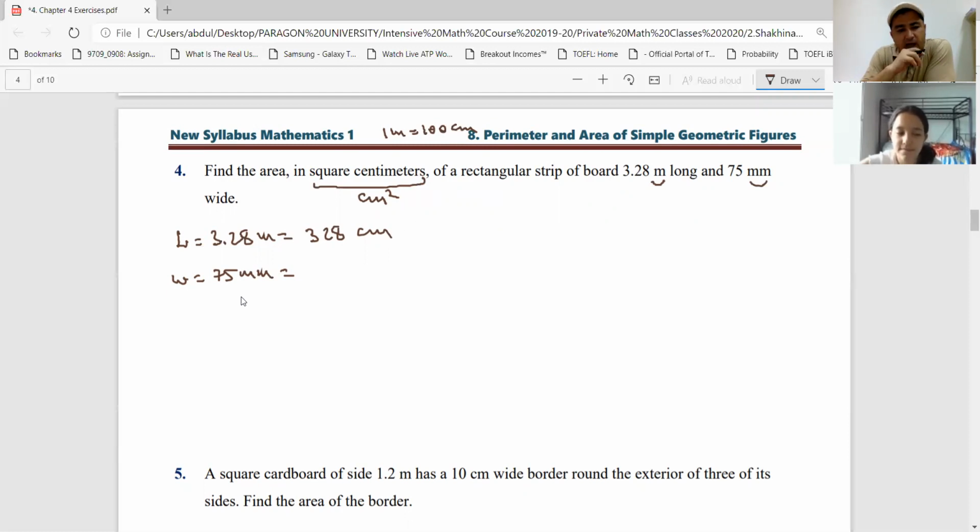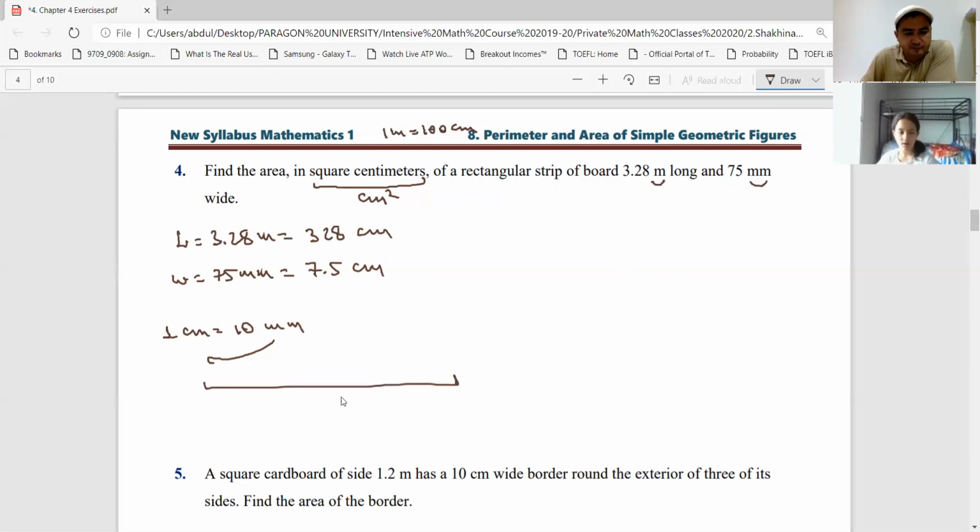How do you convert millimeters into centimeters? We know that 1 centimeter equals 10 millimeters, right? So to convert millimeters into centimeters, we should divide by 10. So 75 millimeters is 7.5 centimeters. Because we have something like this: 75 millimeters, so every 10 millimeters, 10, 10, 10, 10. How many tens do we have? 7. Each 10 millimeters is 1 centimeter.